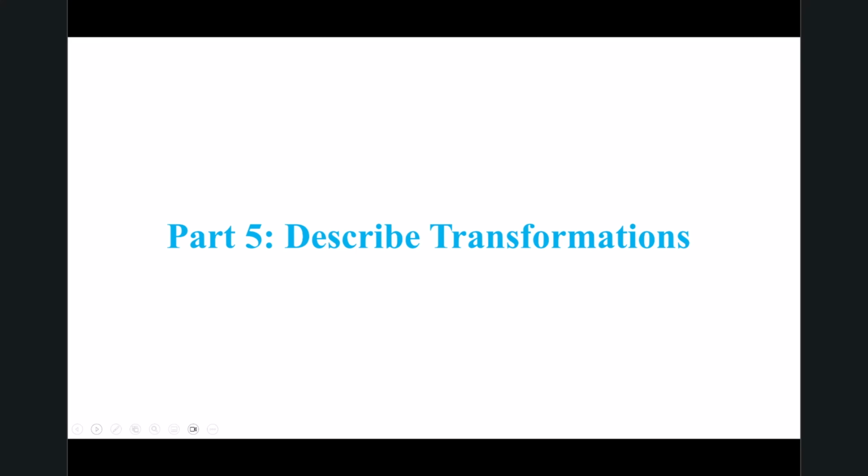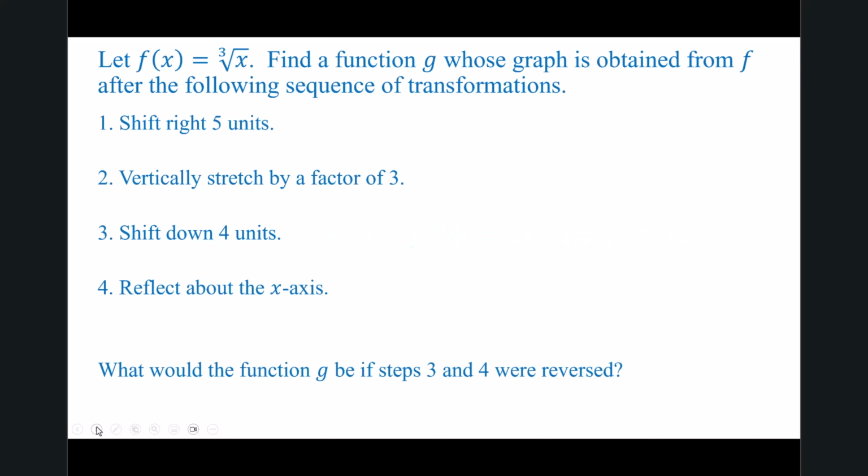Part 5. Describe transformations. Let f of x equal the cube root of x. Now find a function g whose graph is obtained from f after the following sequence of transformations. So let's go through this step by step. First, we want to shift to the right 5 units. So if we're shifting to the right, we're changing the x coordinate. So we have an x minus 5 now in the cube root.